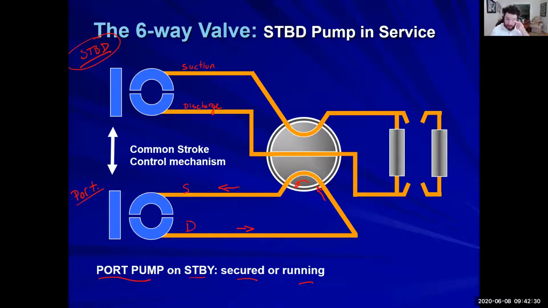So the reason we have this six-way valve is because we're going to be using a common stroke mechanism. Some component, as we'll talk about later, will move both of these tilt boxes at the same time. All right. Does that mean that they're both going to be influencing these rams? No, that's because of our six-way valve. All right.